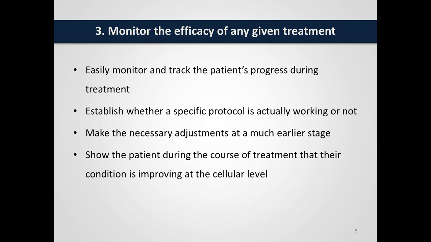Now, we all know that in chronic conditions, the symptoms only start improving after the fundamental cellular imbalances have been corrected. And this usually takes some time, and with live blood analysis, we're able to show the patient during the course of treatment that their condition is improving at the cellular level, even if they might not yet be feeling a significant improvement.